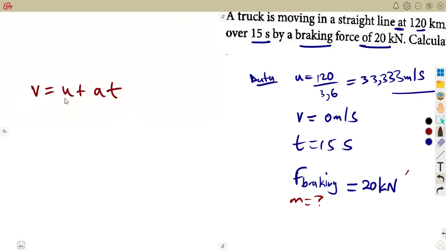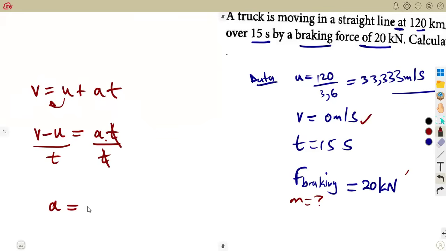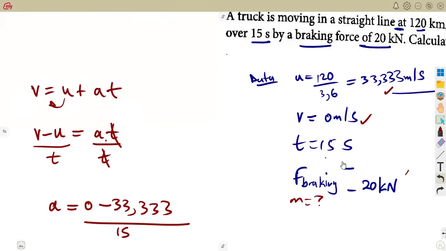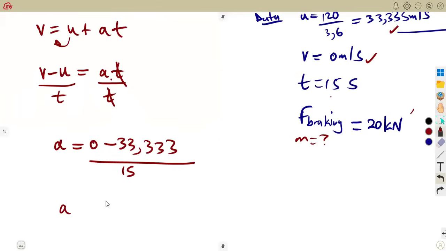So let us make A the subject. Take this one to the other side. It was going to be V minus U is equal to AT, divide by T. Remember, that's a product, so divide by T on both sides. You are going to have your acceleration as what? V, the final velocity, that's 0, minus U. Our U is 33,333, over the time. What is our time? 15 seconds. So that was going to give us a negative value because the brakes were being applied. There's a deceleration there. So that's negative 2,22 meters per square second, to show us that it's the deceleration.